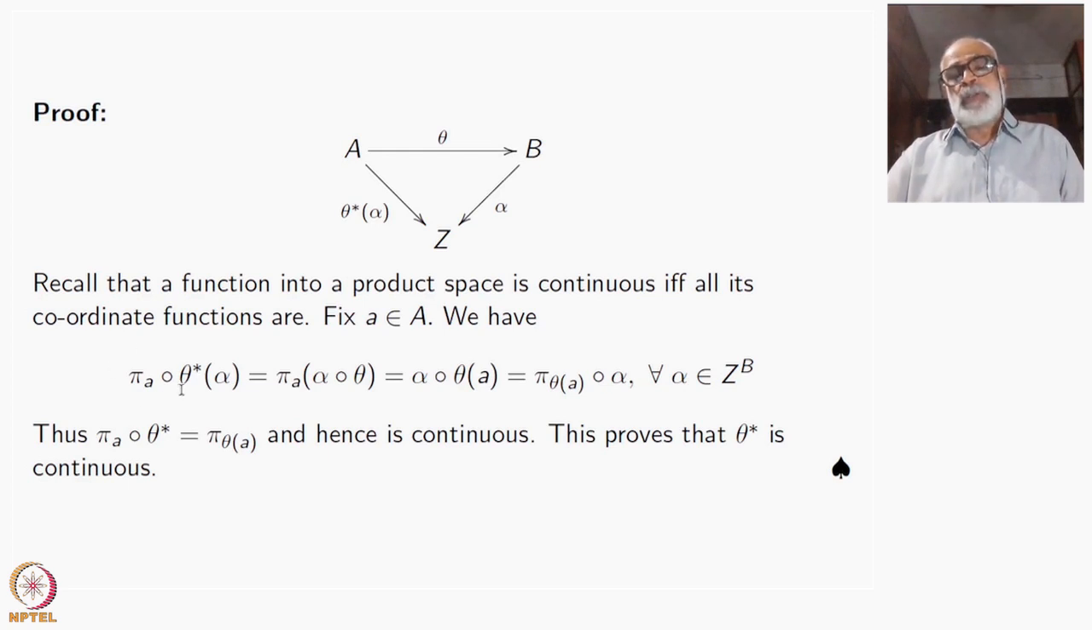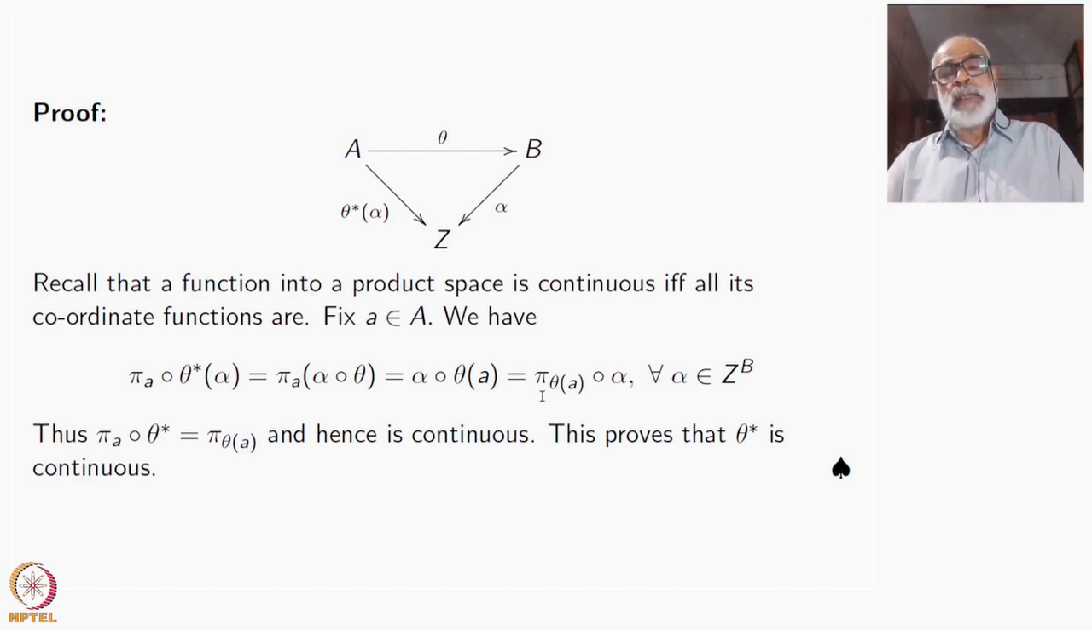Okay, these are the coordinate projections of theta star. Operate it on any alpha, by the very definition, it is nothing but pi A of alpha composite theta, because theta star of alpha is open. But what is this one? This is nothing but alpha of theta A. Okay, so theta A is an element of B.